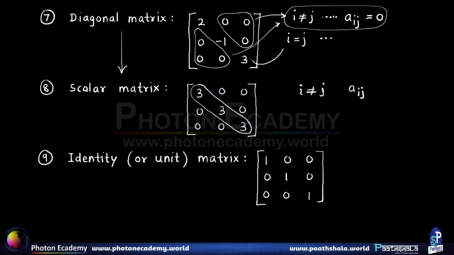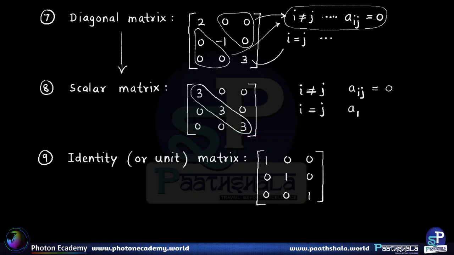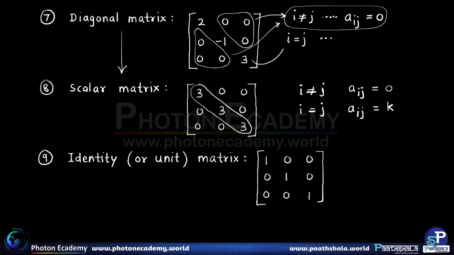So here when i is not equal to j, we have aij equal to 0. Now when i is equal to j, that is when we are referring to the elements in the diagonal, here we will write that aij, that is the element in the diagonal, is equal to some constant k. Therefore, we are referring to all the diagonal elements in general to be equal to some constant k. Right? So that is the scalar matrix.